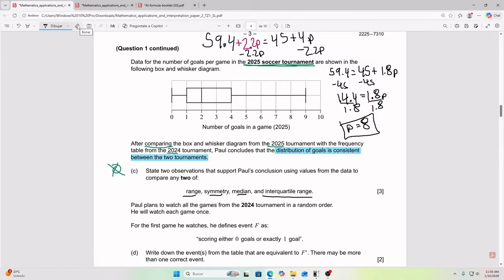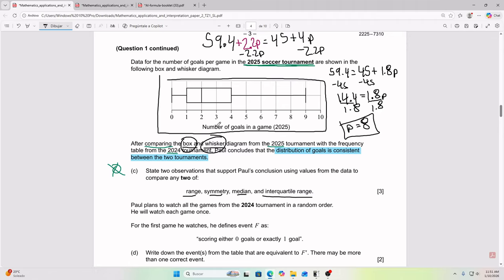All right, let's be honest. At this point, most of us are probably saying, what the heck is happening? How did you interpret this again? Box and whisker? What is this, like an anime? Range, symmetry, median, what are all these words? What is happening? Let's go piece by piece.